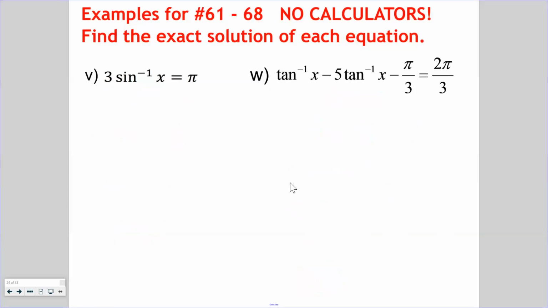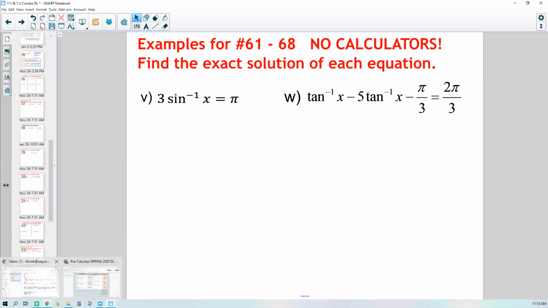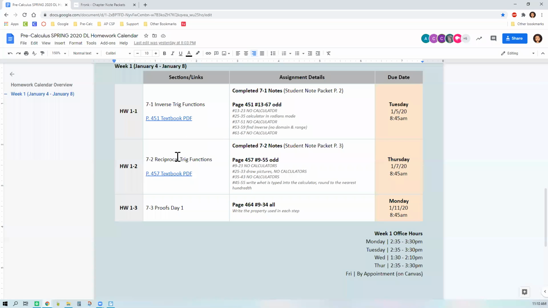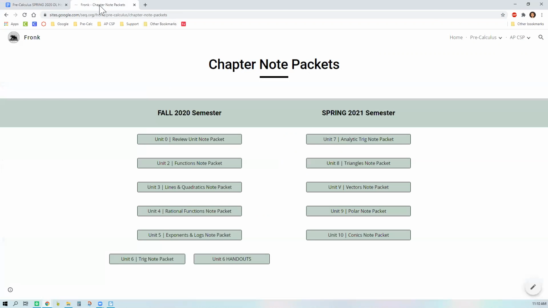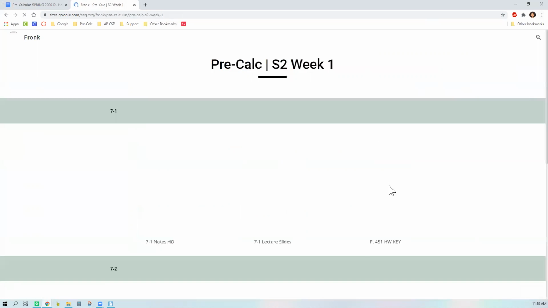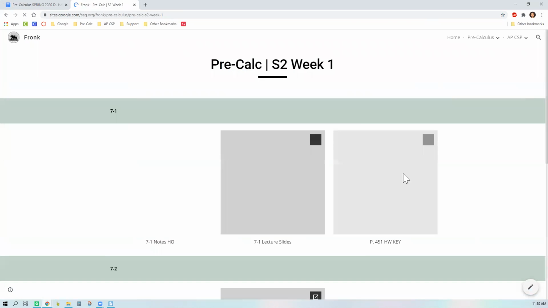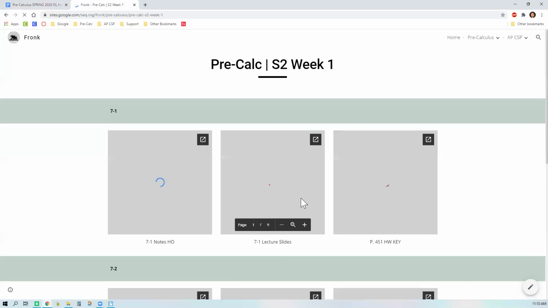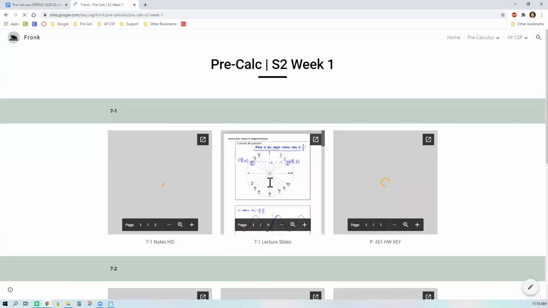All right, so here's what is going to happen. If you look at the distance learning calendar, I will have a link to a video here for 7.2. The homework that corresponds with what we just did is what's due tomorrow. That's page 451, 13 through 67. There are answers to all of the homework posted on the class website already. And then the lecture slide notes are here as well if you want to go back and refer to anything.